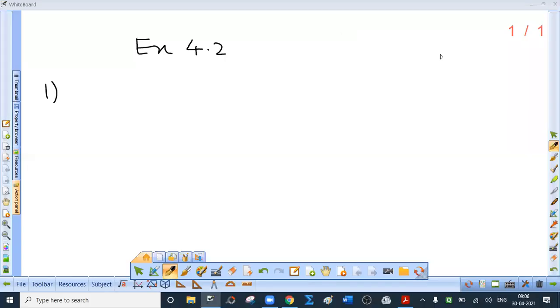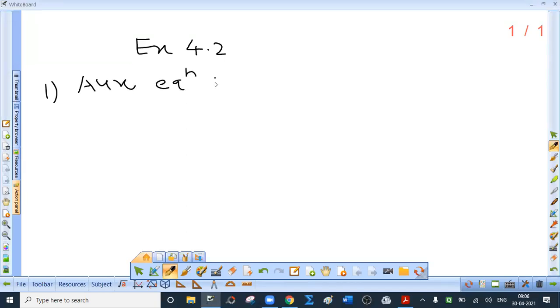Exercise 4.2, first sum: show that the lines represented by 3x square minus 4xy minus 3y square equal to 0 are perpendicular to each other. Now, actually in the exam, you can say that compare this with ax square plus twice hxy plus by square equal to 0 to get a equal to 3, b equal to minus 3. a plus b is 0. So lines are perpendicular to each other. But here I will use a different method. Redden.